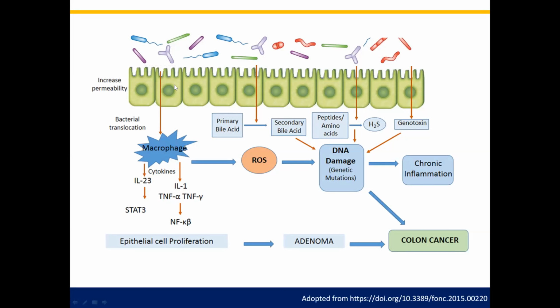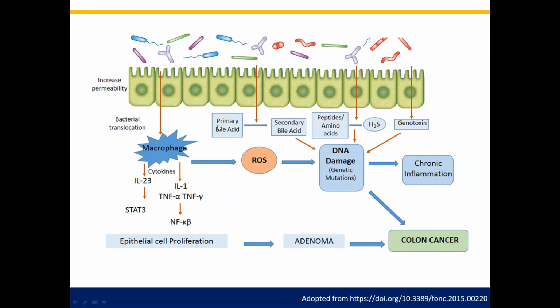Here the bacteria can cross the epithelial membrane and activate macrophages, which can lead to epithelial cell proliferation by activating STAT and nuclear factors. Reactive oxygen species, ROS, will be produced more, which can lead to DNA damage and chronic inflammation, or we can say it can lead to adenoma and colon cancer.